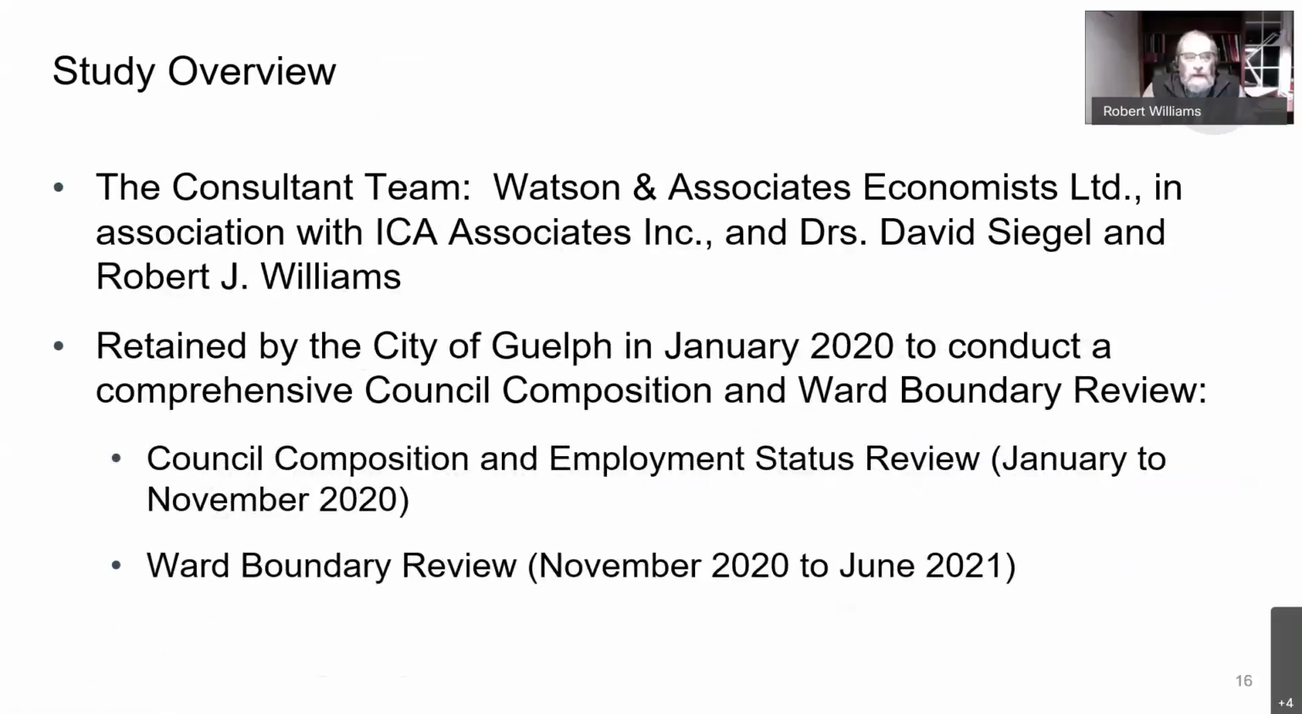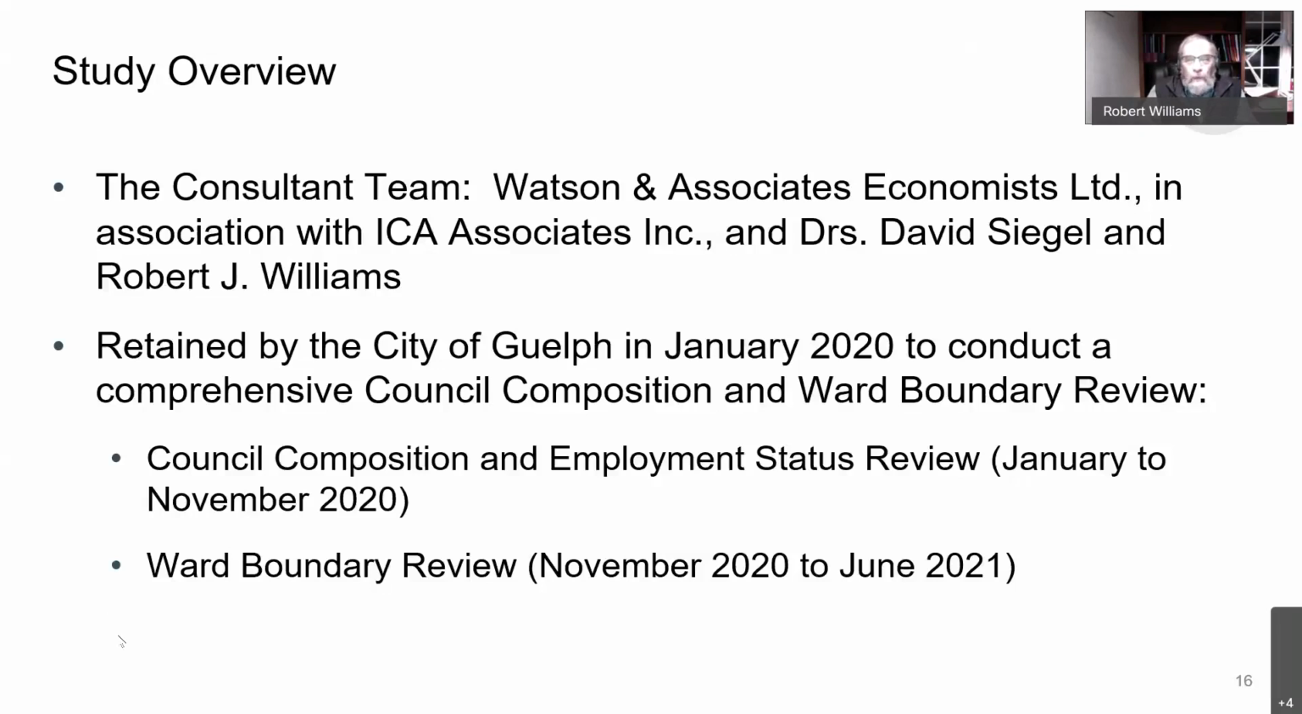Thank you, Stephen. My pleasure to begin this discussion tonight by providing you an overview of the study, and that's the two-part study that Stephen referred to. The consultant team we've heard reference to already. The lead on the project is Watson and Associates economists, who will provide a lot of the technical and empirical work that we need for this study. But we're partnering, of course, with ICA Associates, with John Miller playing the role, and then David Siegel and I are the remaining part of the front side of this team, if you will, the public side.